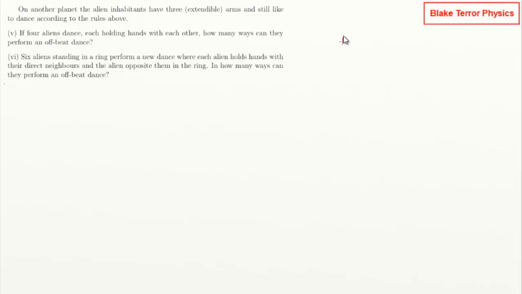Good grief. Right, so we've got 4 of them: A, B, C, and D. It doesn't matter the letters. And they're all holding hands with everyone else. So we've got that set up.